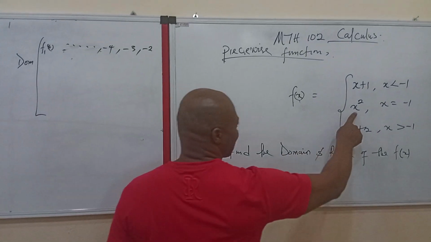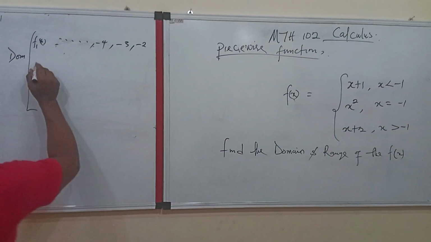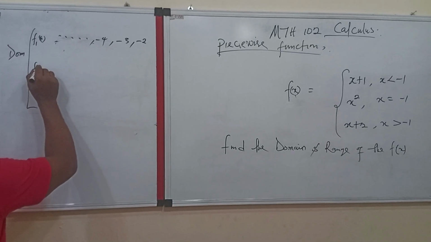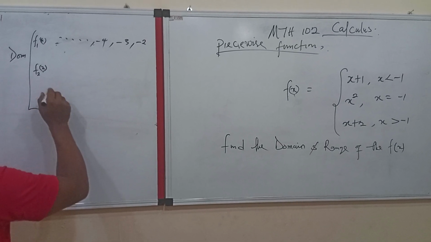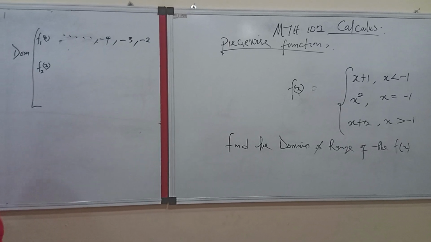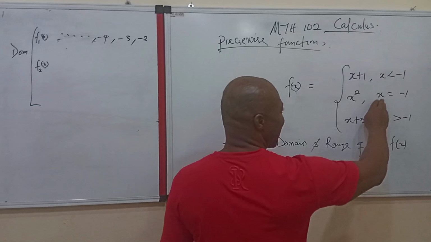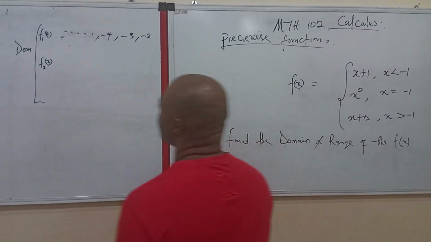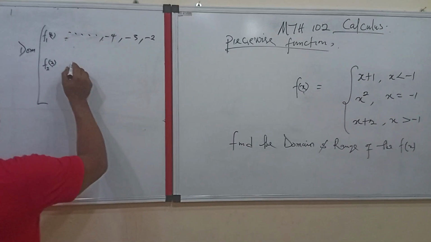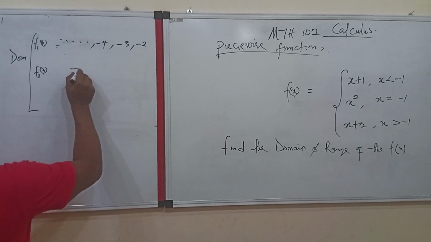For this other one, the second small function, make we call am f sub 2 of x. Wetin be the domain value wey dey here? This one na no be interval. This one say x is equal to -1. So this one dey straight away. Say this one say x na -1.